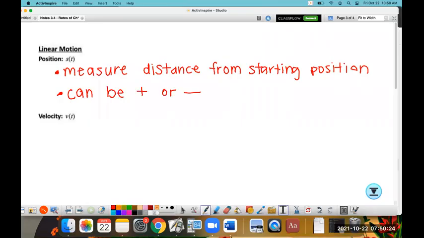Okay. Velocity. So it depends on what kind of velocity we're talking about. We're talking about average velocity, just like average rate of change. That is going to be more specifically the change in position over the change in time, which we can visualize by looking at the slope of the secant line.